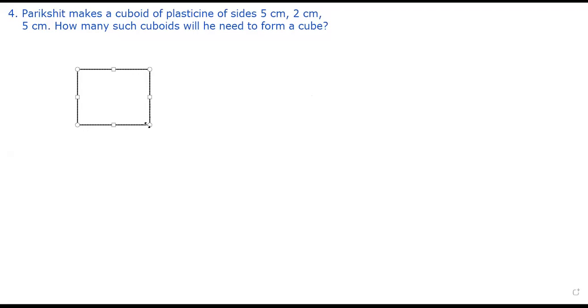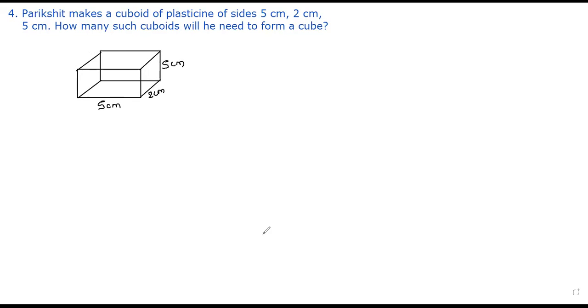Something like this is a cuboid. So two sides are of 5 and 5 and one side is of 2. We can consider this as 5 centimeters, this as 2 centimeters, and this height as 5 centimeters. The question asks: how many such cuboids will he need to form a cube?